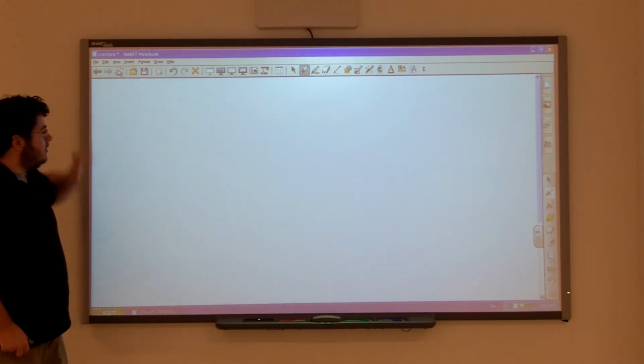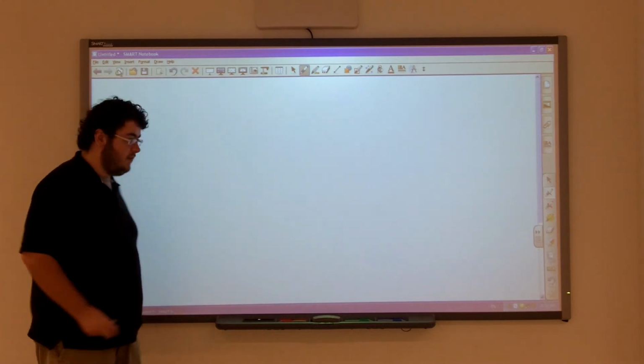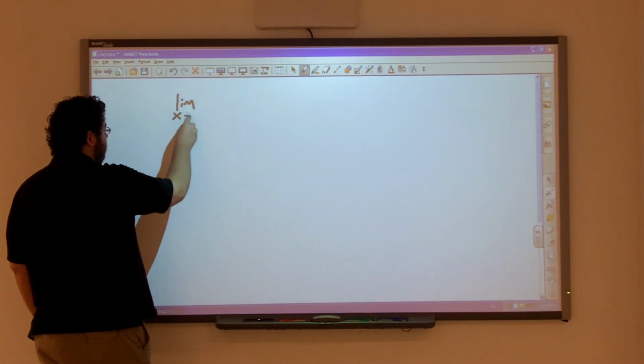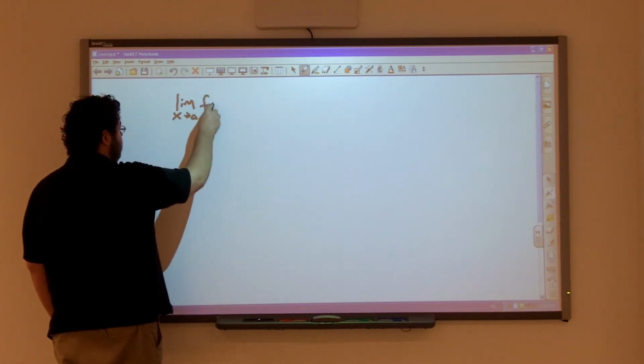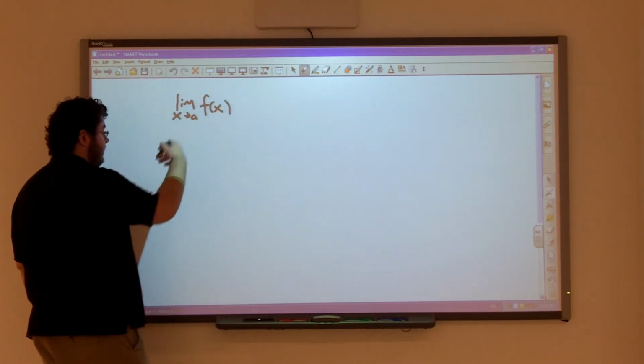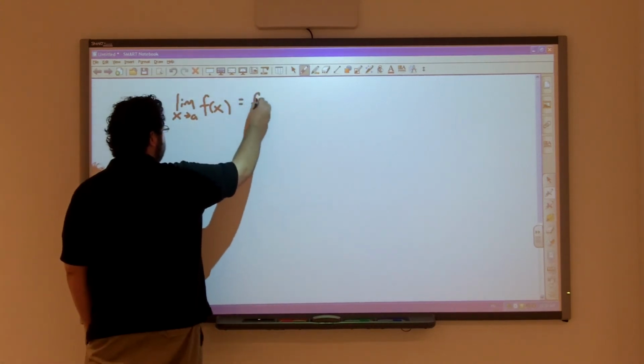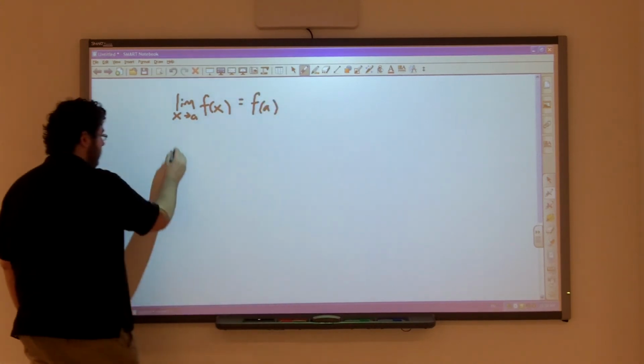Okay, so let's talk about what it means if the limit as x goes to a exists. So let's say the limit from the left equals the limit from the right. But let's say that also equals f of a. So what would this mean?